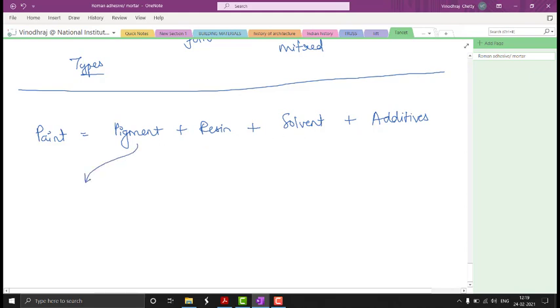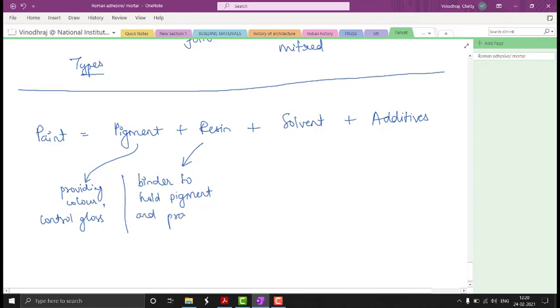So what is pigment used for? Pigment is used for providing color and to control the gloss of the paint. Okay, so that is the use of pigment. And use of resin, it acts as a binder to hold pigment together and provide adhesion. It's basically like a mortar of a paint. It holds particles together.